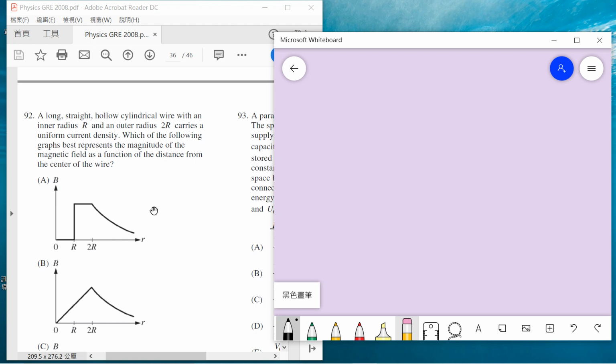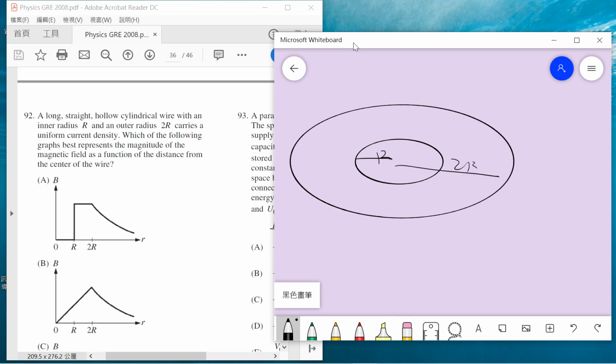This problem is easy because, okay, let me draw a graph. Basically, it's a long straight hollow cylindrical wire with inner radius a and outer radius 2a, and the current is on the annulus, and it's uniform. Then I ask you about the magnetic field.